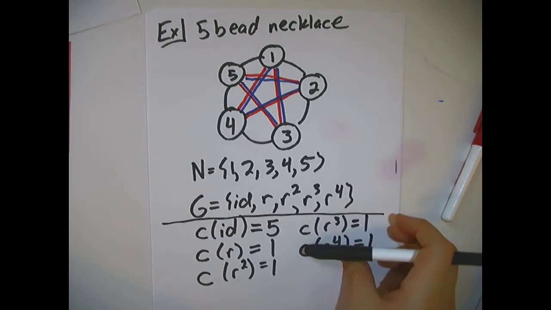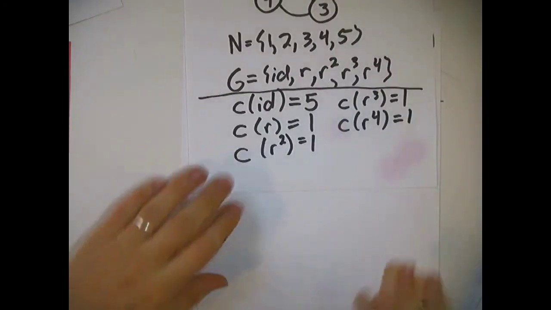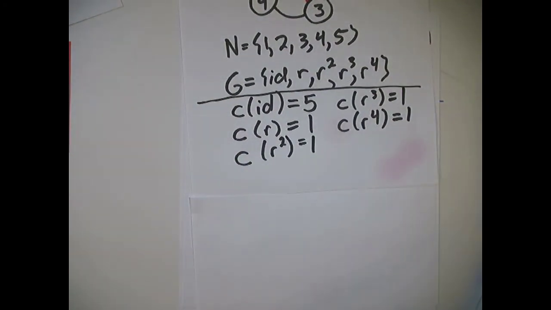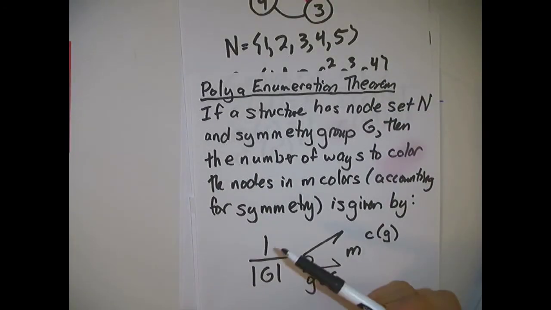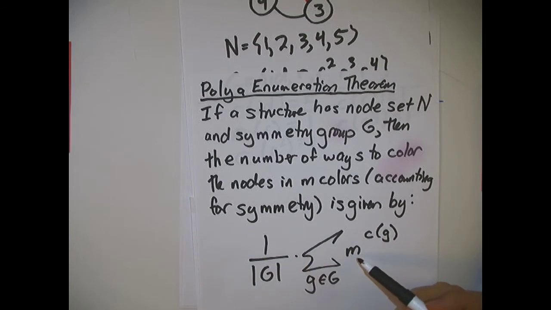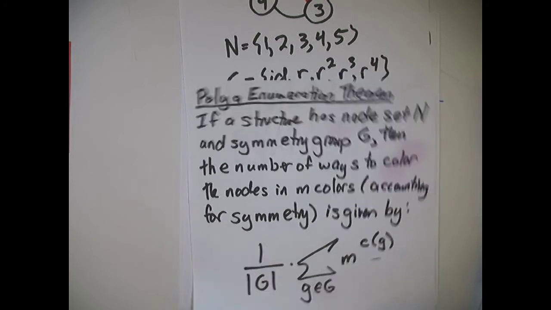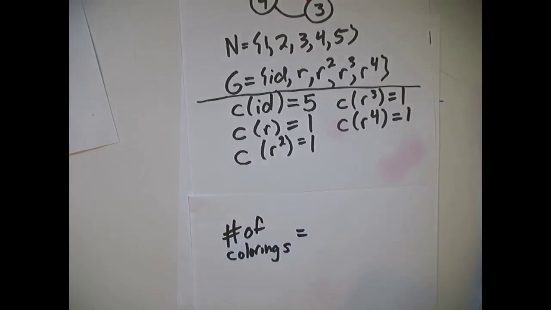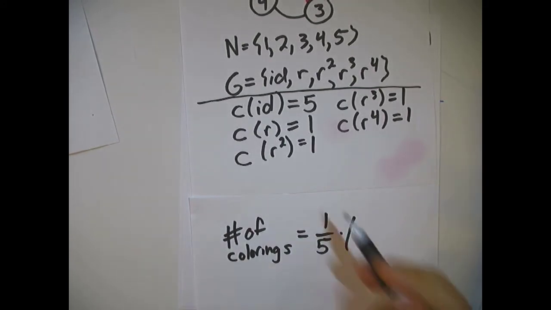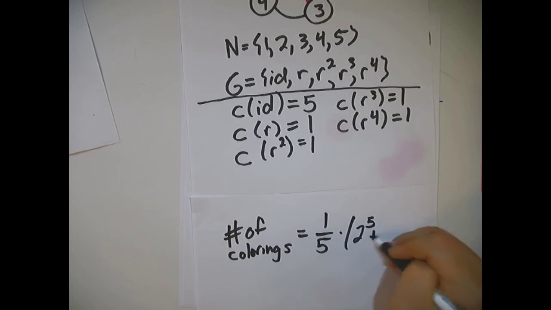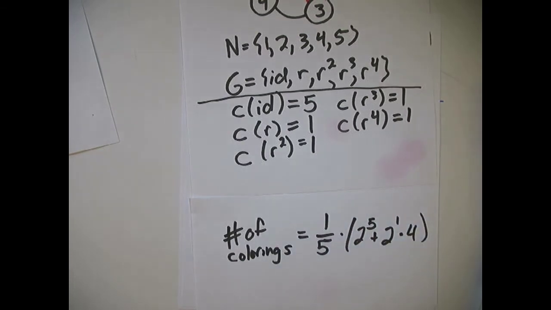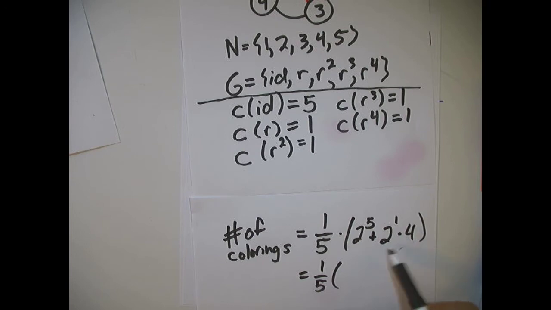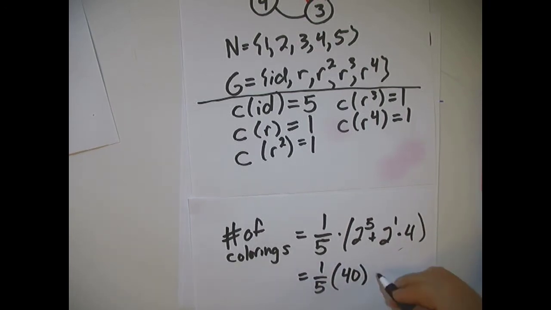Okay. And so what does that mean? That means that if we go ahead and use the Polya enumeration theorem, remember that what we're supposed to do, we're supposed to take 1 over the number of symmetries, and then sum the number of colors to the cycle number of each symmetry. So the number of colorings is going to be 1/5 times 2 to the 5th plus, and then all of these, they're just 2 to the 1st, plus 2 to the 1st times 4. Okay, so this is 1/5 times 32 plus 8. So that's 1/5 of 40. And so that is 8.